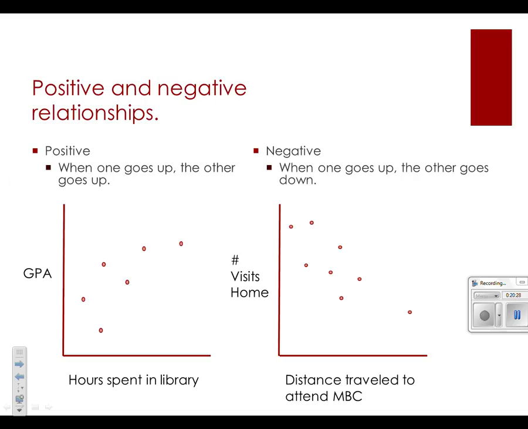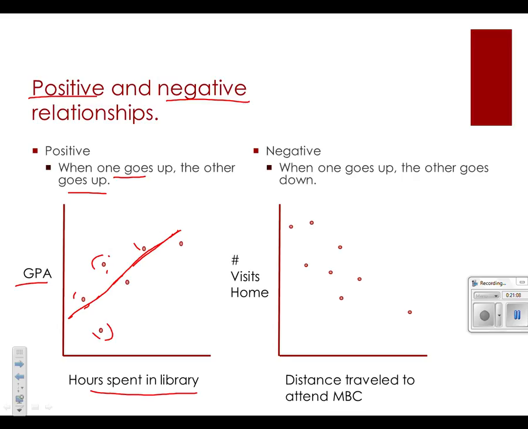And there are two types of relationships of that sort that you can see, the positive relationship and the negative relationship. In a positive relationship, when one variable goes up, the other goes up. So here's an example of a positive relationship: hours spent in the library and college GPA. So the people who spend less time in the library here and here tend to make lower grades. You increase your time in the library and your grades ultimately increase. So that would be an example of a positive relationship.